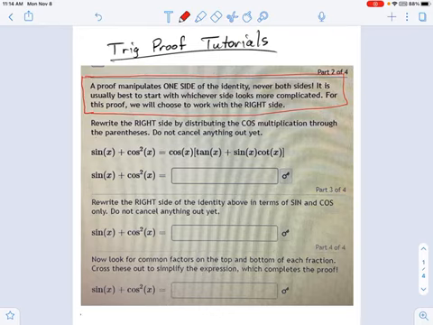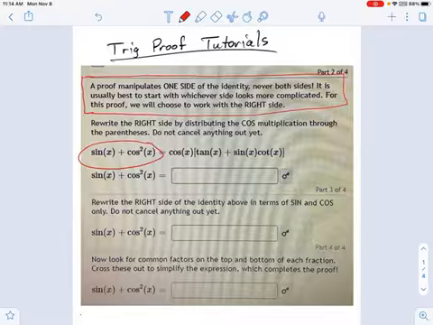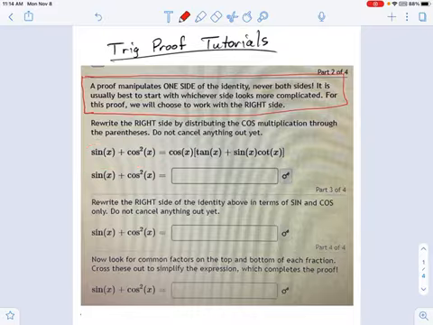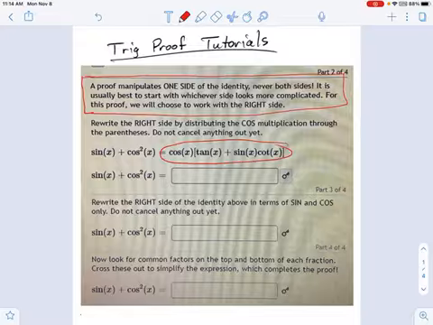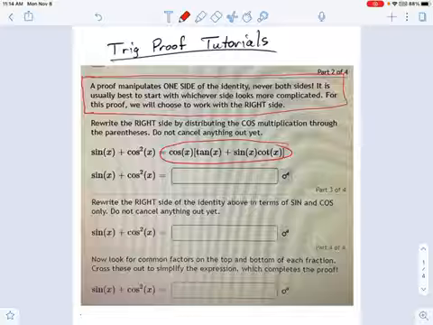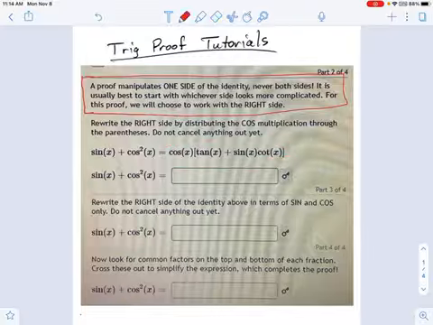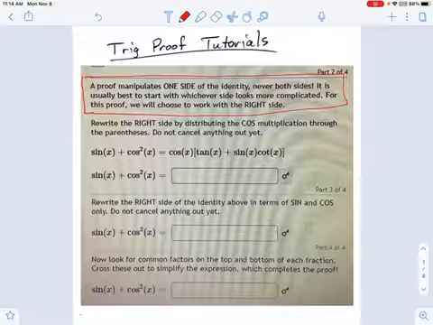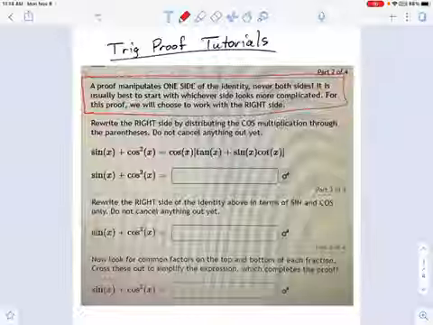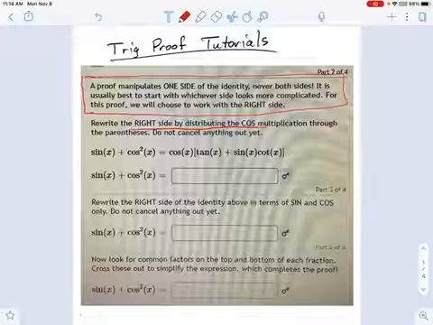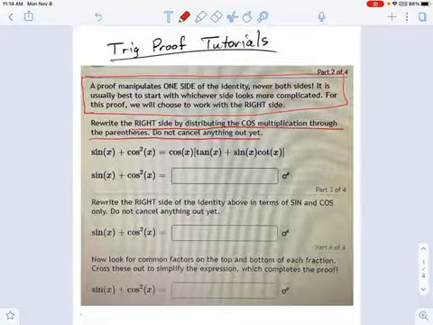And in this example, if I'm looking at these two sides, I'm comparing sine plus cosine squared, okay, that's not too bad, but I'm comparing it against this side over here, cosine times tangent plus sine cotangent. That looks pretty ugly. So I'm going to start on the right side of this thing and try to simplify that. And read what it says here. It says, rewrite the right side by distributing the cosine multiplication through the parentheses. Do not cancel anything out yet.